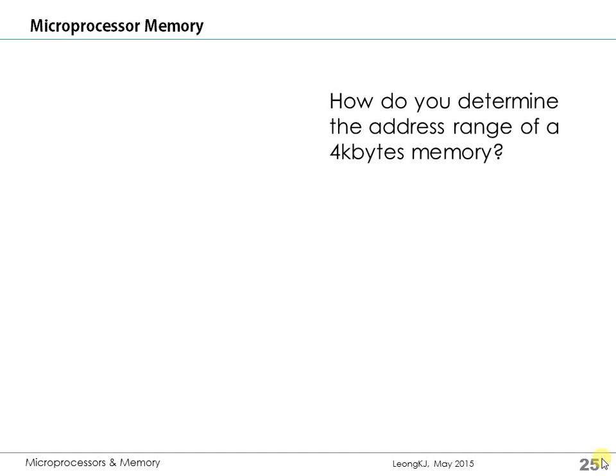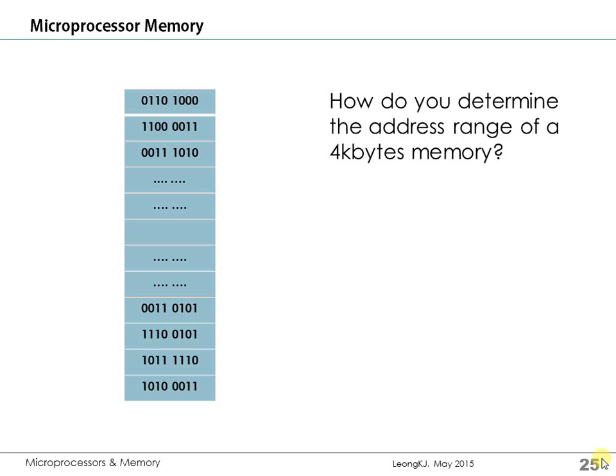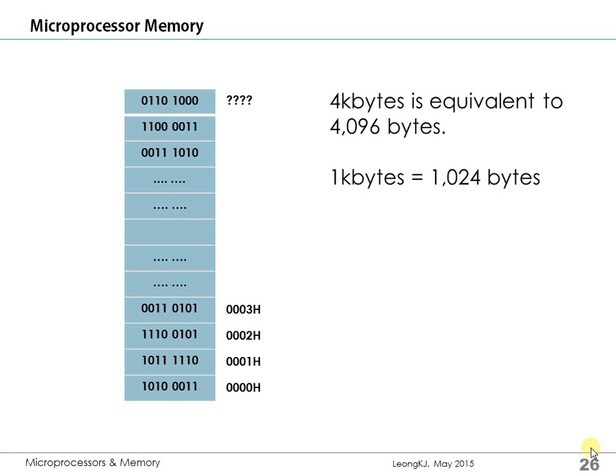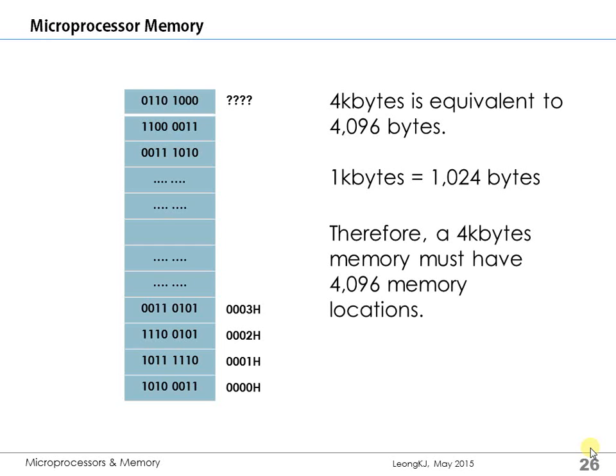How do you determine the address range of a 4 kilobyte memory? Four kilobyte is equivalent to 4096 bytes. Remember, 1 kilobyte is equal to 1024 bytes. Therefore, a 4 kilobyte memory must have 4096 memory locations.